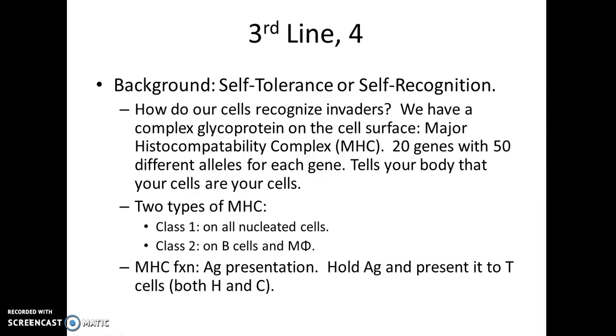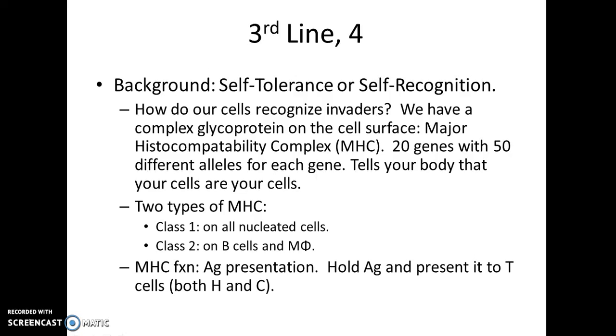Now, how does our body recognize invaders? On our cells, we have these proteins or glycoproteins called major histocompatibility complexes, or MHCs. Each MHC is coded for by 20 genes, and each gene has 50 different possible alleles. So this protein or glycoprotein tells your body that the cell belongs to you.